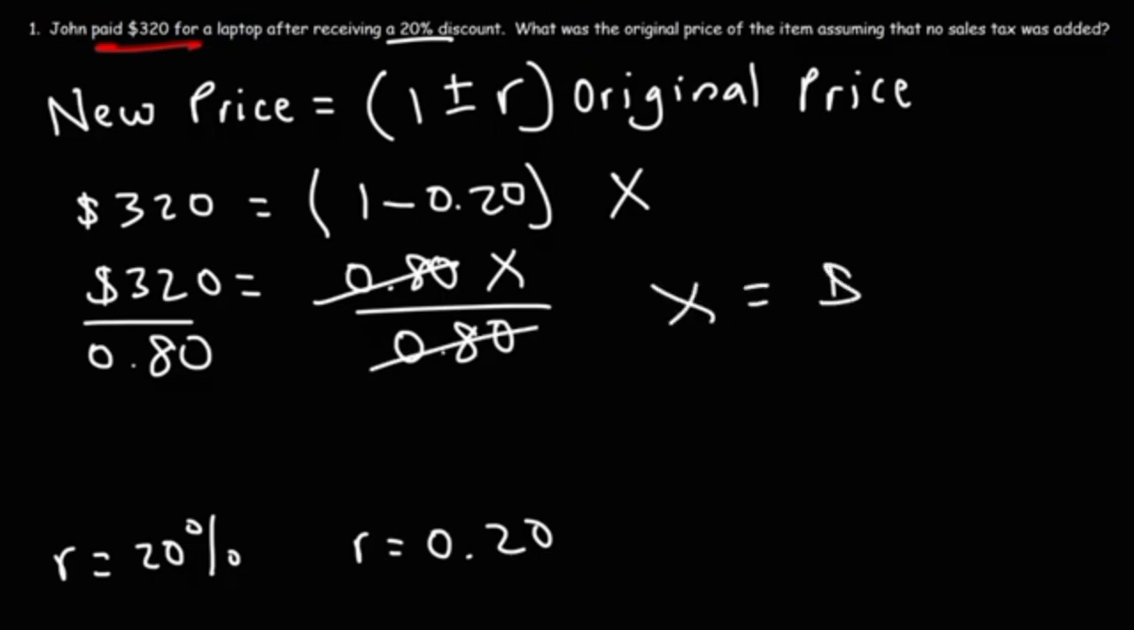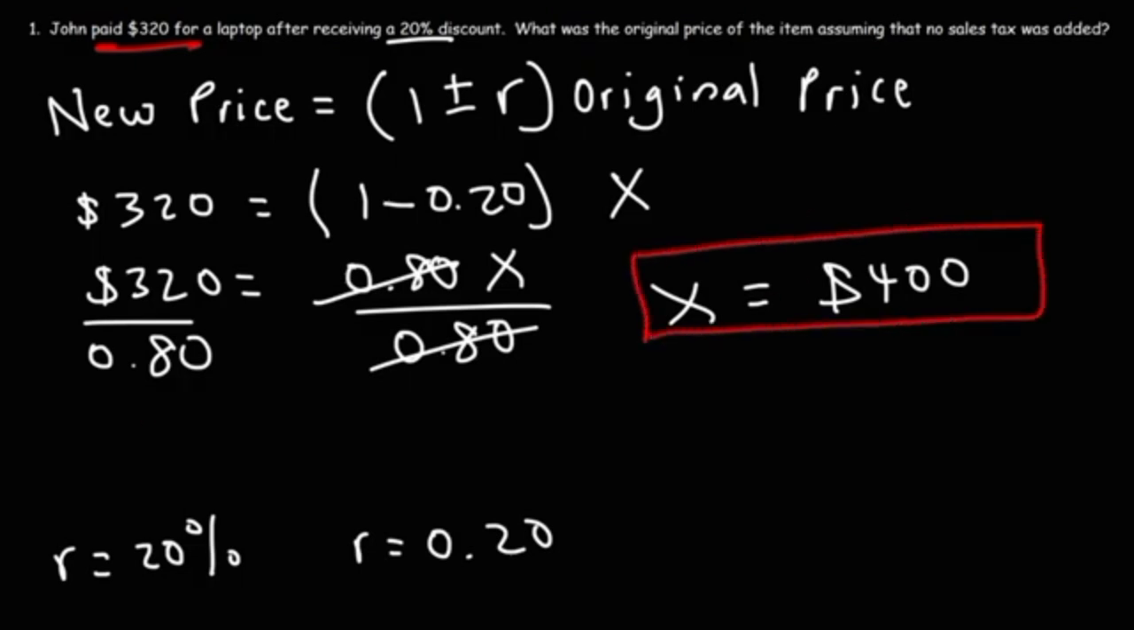Thus, the original price of the laptop was $400. After he received a 20% discount, it went down to $320. And you could check your answer. You could find out, hey, what is 20% of 400? 10% of 400 is $40. You just need to move the decimal 1 unit to the left.